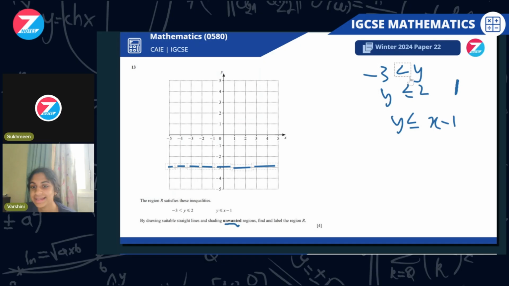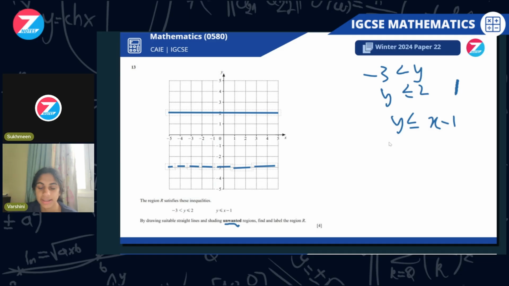Okay, so the next one is y smaller than or equal to 2. Here is y equals 2, and since it's a smaller than or equal to sign, it's going to be a solid line. It's not going to be a dotted line. So along y equals 2. And lastly, we have y smaller than or equal to x minus 1.